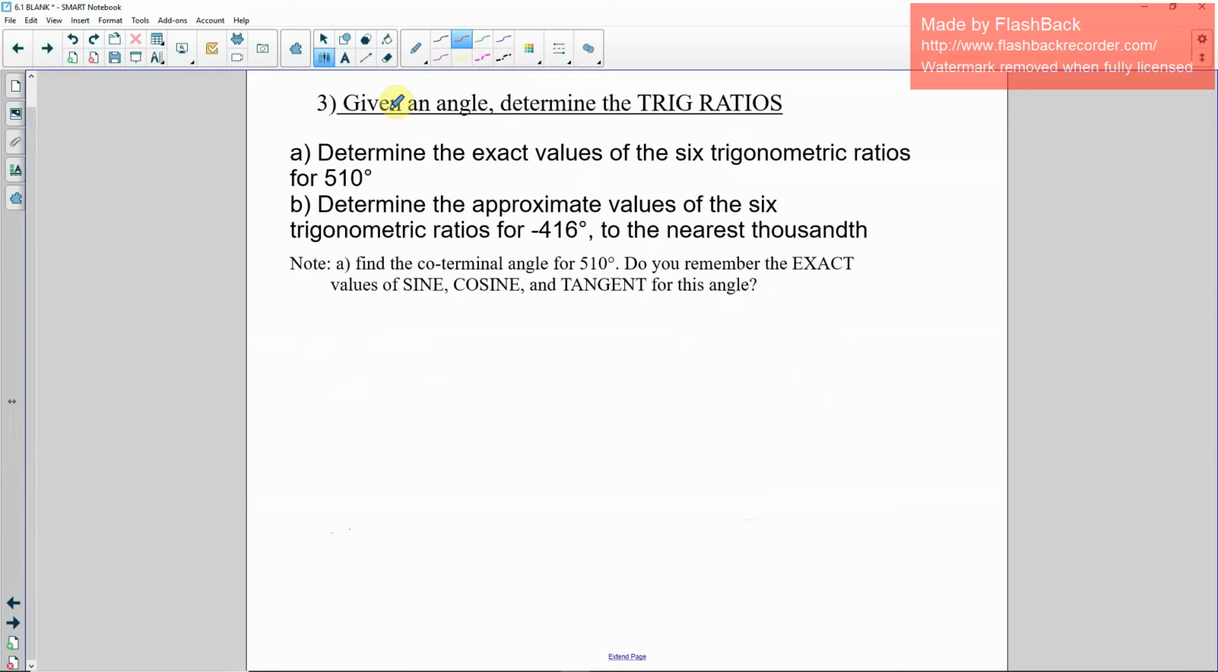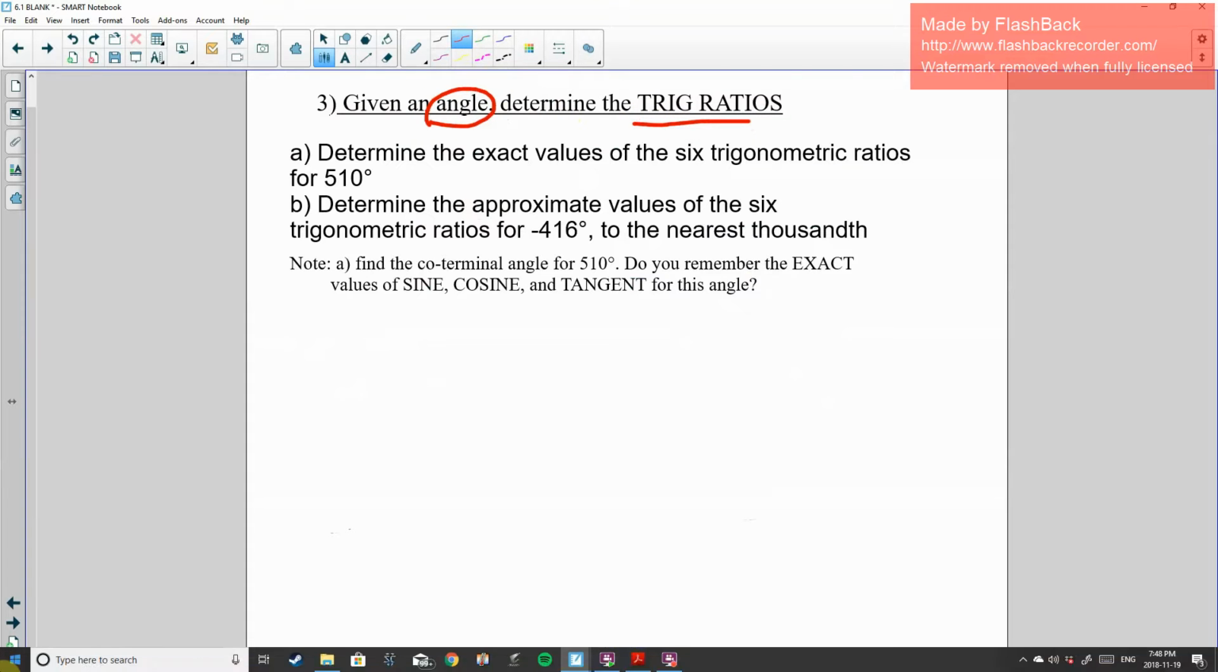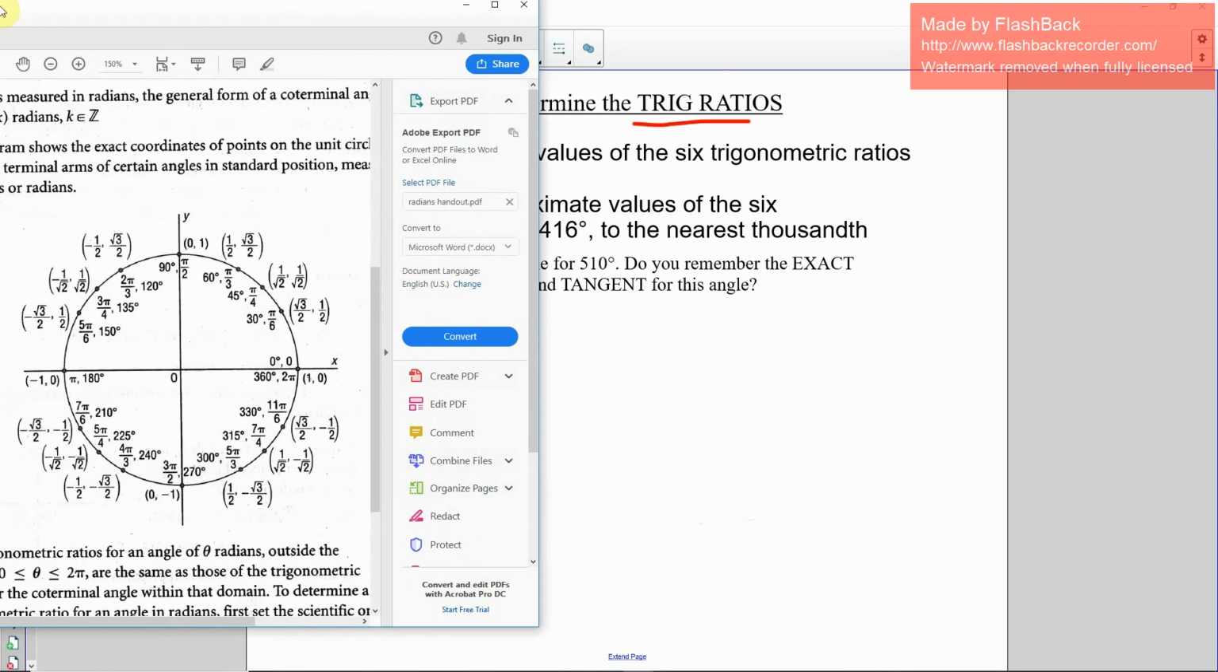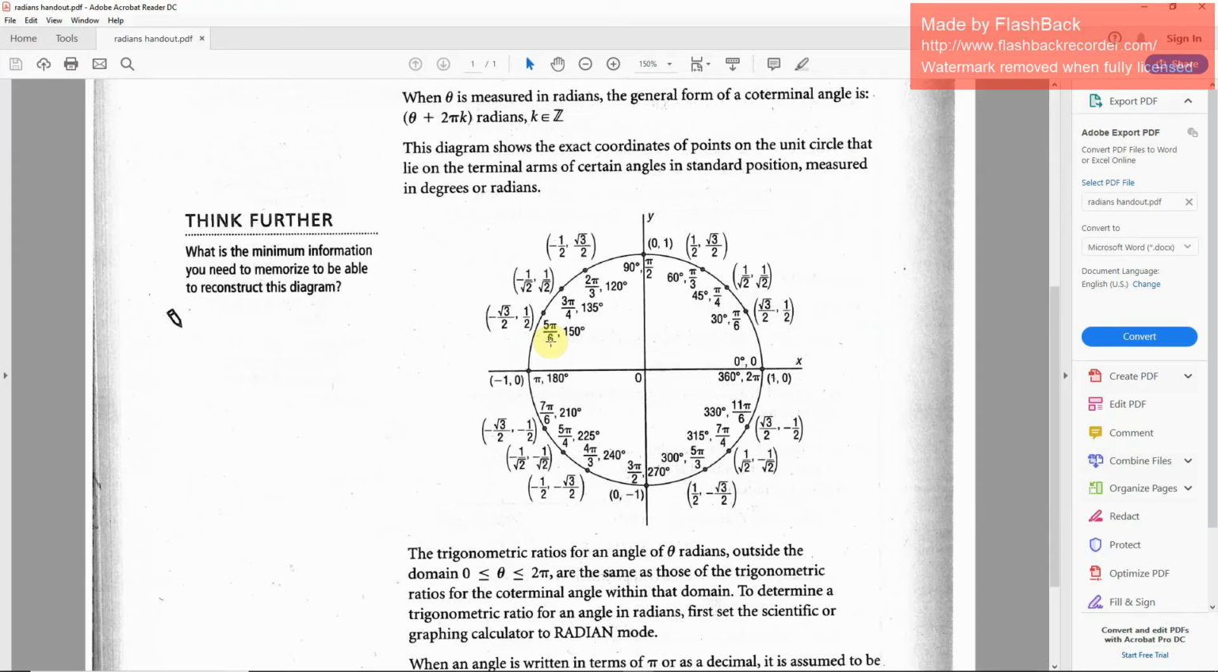Okay, last question is, well, it's different. I'm going to give you an angle, and you're going to go backwards, you're going to find trig ratios. If I was to do a really basic example of this, if you're looking at your Radians handout, here it is, coming up on the screen. For example, if I said you've got an angle of 30 degrees, here it is right there, what is sine 30 degrees? Well, sine is the y value. So you would say sine of 30 degrees is a half.